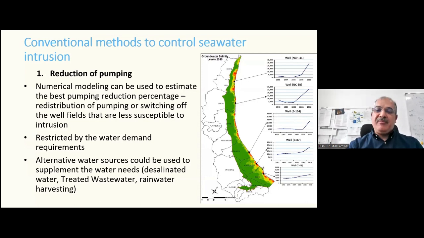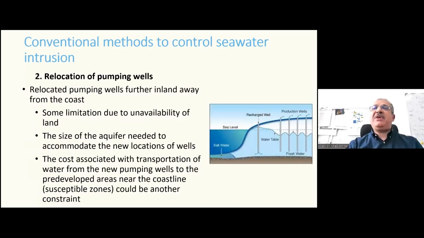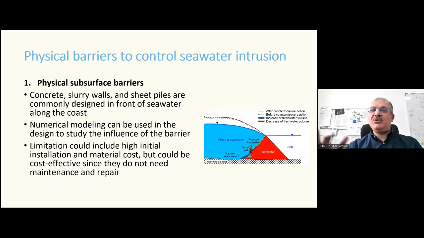So there should be some demand management for what to grow, where and when, and also use other alternatives like treated wastewater, desalinated water, or rainwater harvesting, and other solutions that we can add to have an integrated water resource management engine. This can also be done using numerical models, where we can optimize the location of the wells and also the amount of water that could be extracted from these wells. And this can sustain the agricultural production and also protect the coastal aquifer system from pollution or degradation.